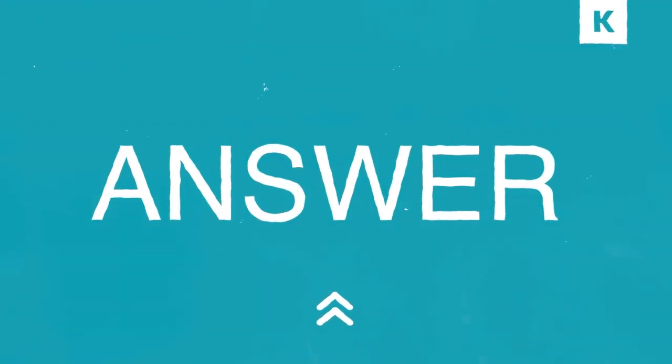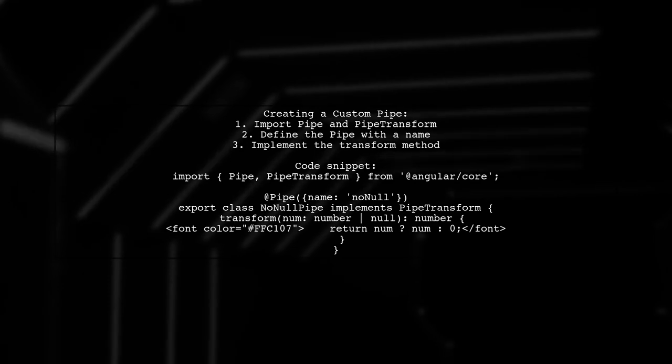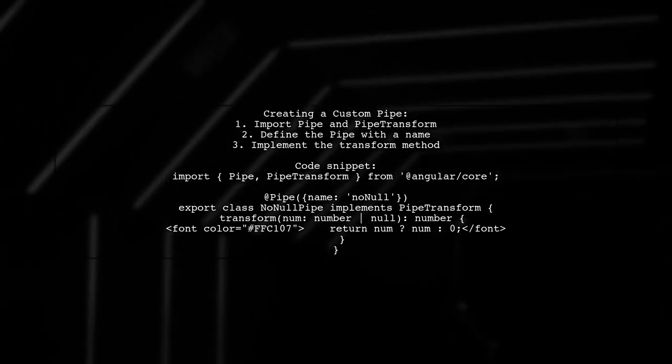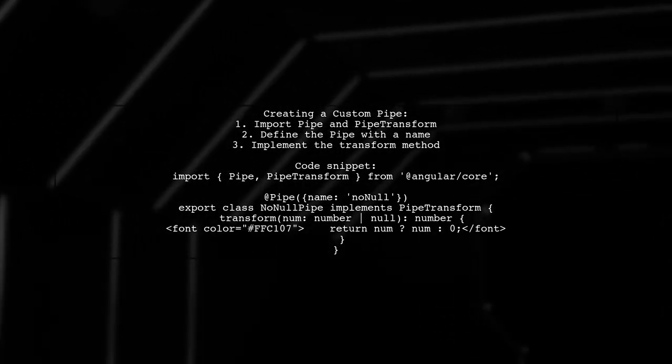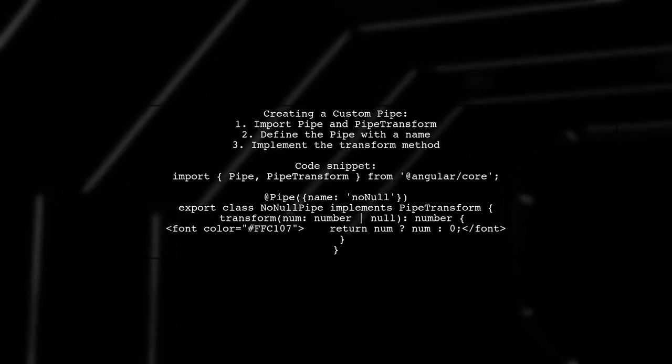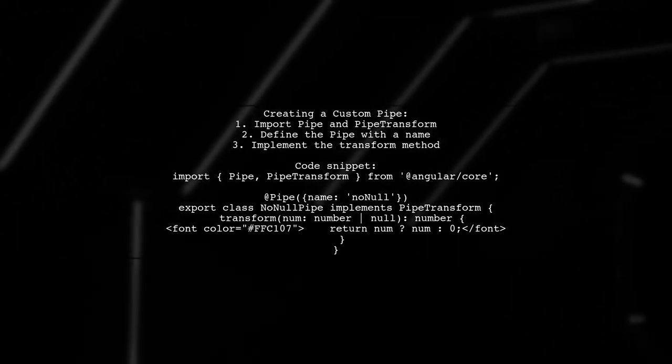Let's now look at a user-suggested answer. To replace undefined values with zero in Angular, you can create a simple custom pipe. This pipe checks if a number is null or undefined and returns zero if it is.